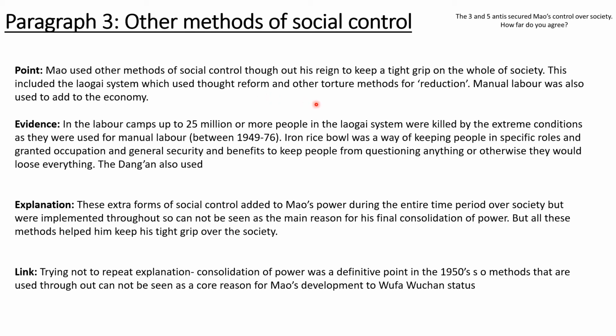Manual labour was also used to add to the economy, such as building train tracks. I wrote, "In the labour camps, up to 25 million or more people between 1949 and 76 in the Laogai system were killed by the extreme conditions along with the manual labour," showing how extreme and degrading these conditions were. "The Iron Rice Bowl was a way of keeping people in specific roles and granting occupation and general security and benefits to keep some from questioning anything, otherwise they would lose everything."